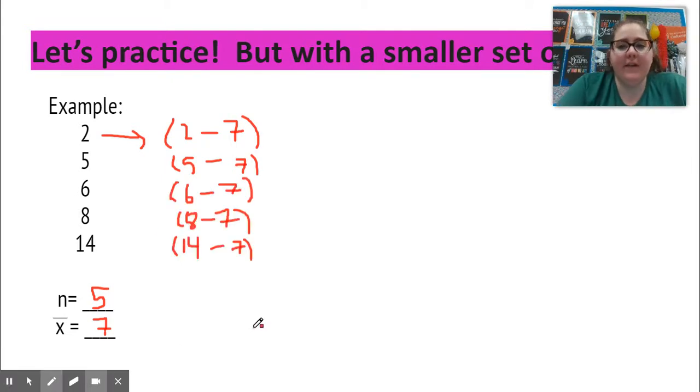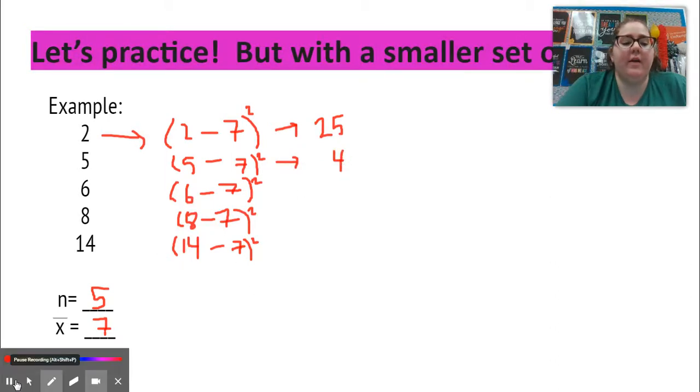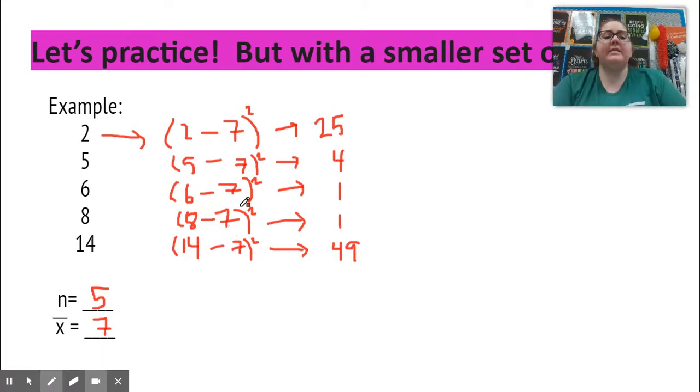So then once I've found each value's distance from the mean, the next job is to square those distances. So then I'm going to go through and do this part of the math right now. So 2 minus 7 is negative 5, and negative 5 squared is 25. 5 minus 7 is negative 2. Negative 2 squared is 4. So make sure you keep it positive because we're squaring it. So now I have all of the distances from the mean and then squared.